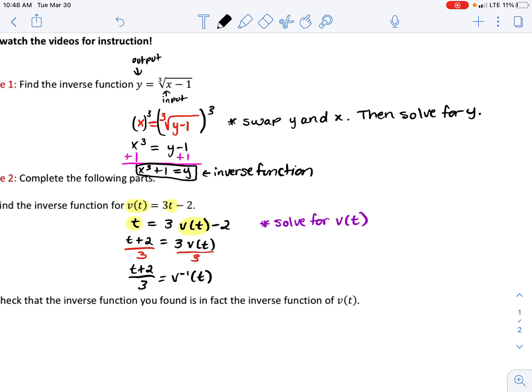Okay, and so if you got confused by why I started writing v inverse of t, originally you can say, oh, well then this is v of t. But remember, this is the inverse of v of t. It's not exactly what v of t is. And so when we get to this step here, we say, oh, well then this is just v inverse of t.